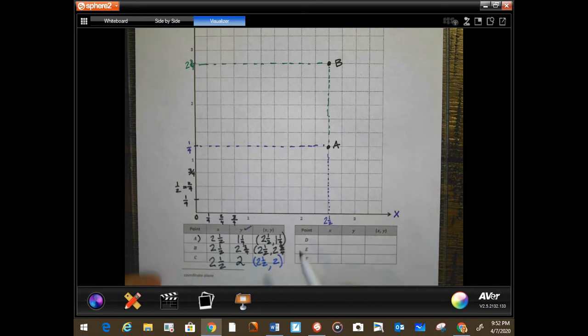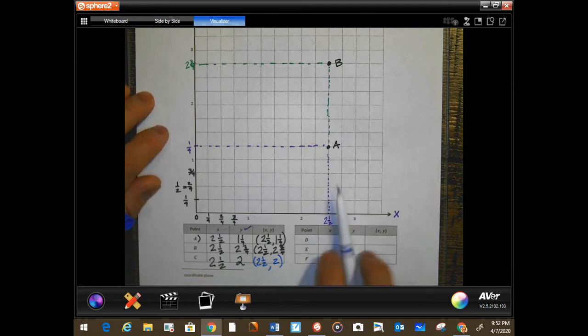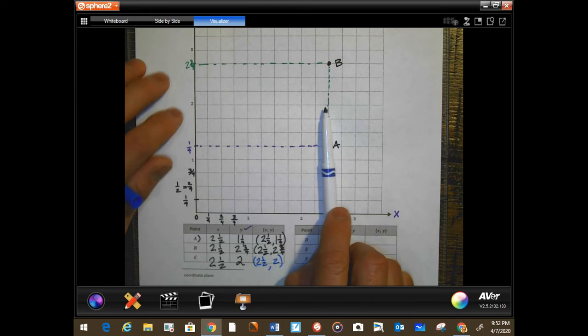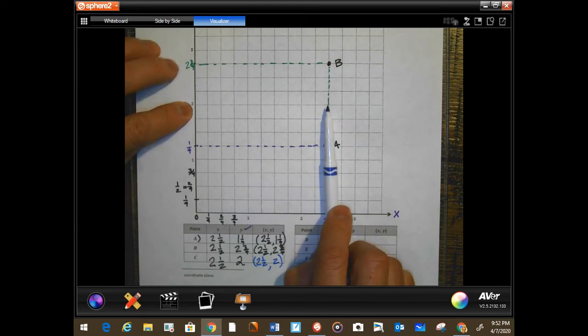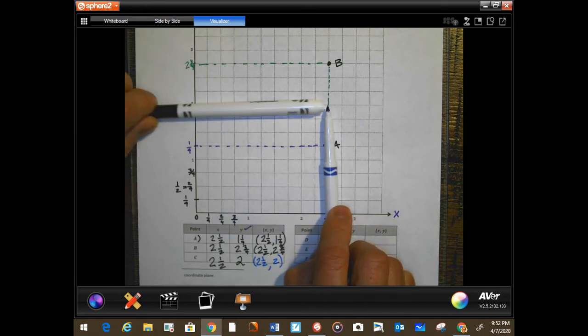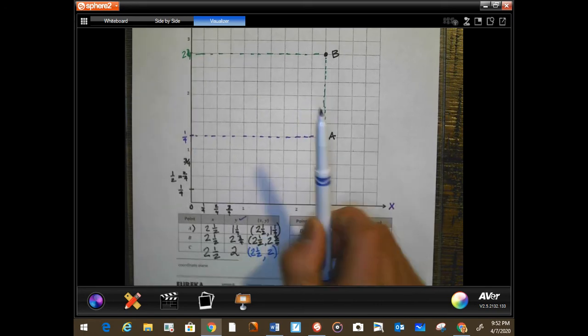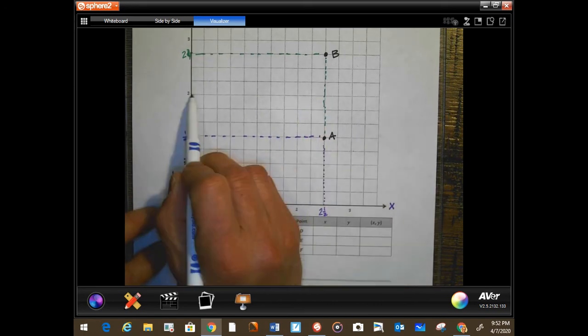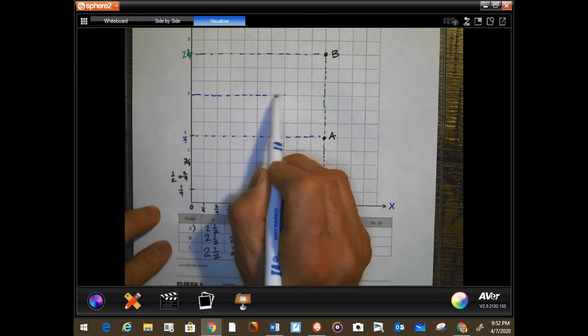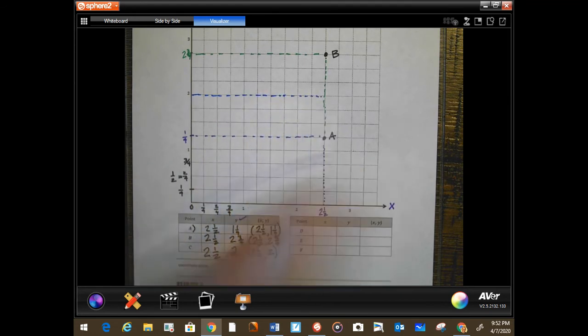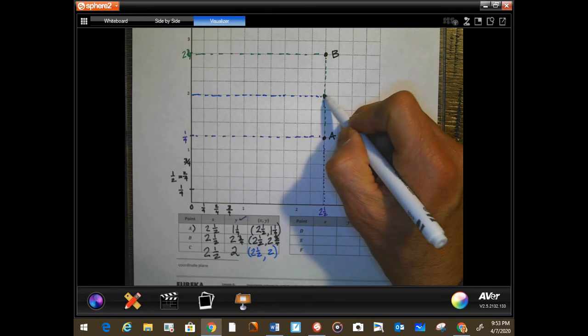Now let's do C. x has the same value, 2 and 1/2, but in this case, y is 2. Let's see where they meet. If I put my marker right here, they meet exactly where the 2 is. See the 2 right there? If I use another marker, they meet right there. I'm going to dot this line, and point C is going to be represented right here.